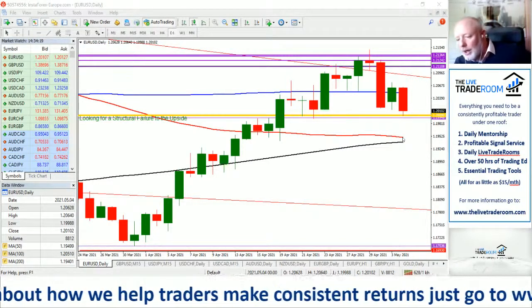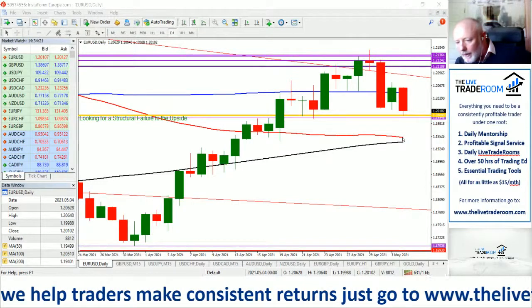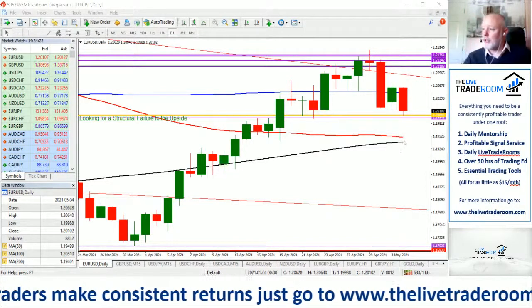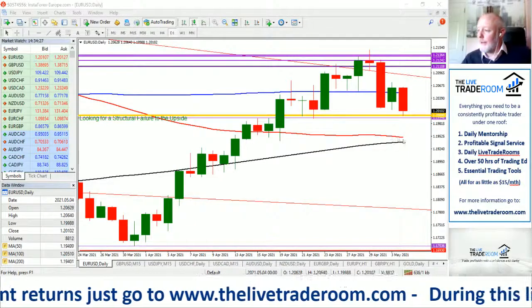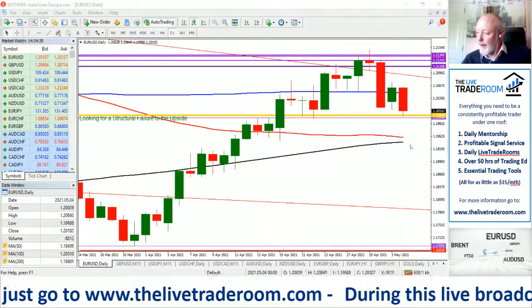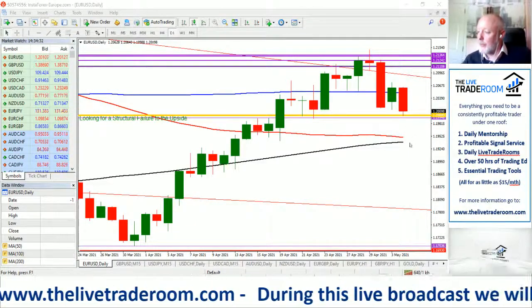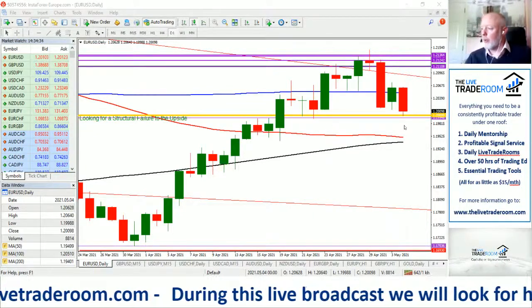In around the 119 levels, we have the 50 period moving average and the 200 period moving average just coming into play, and that's very much likely to be a level of support if prices do break through the 120.